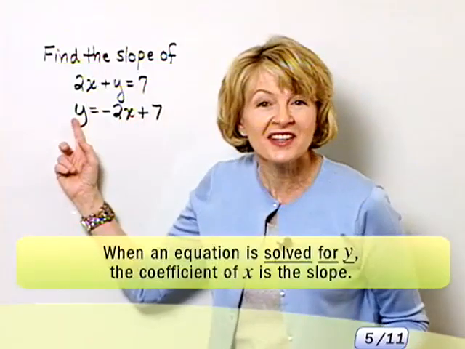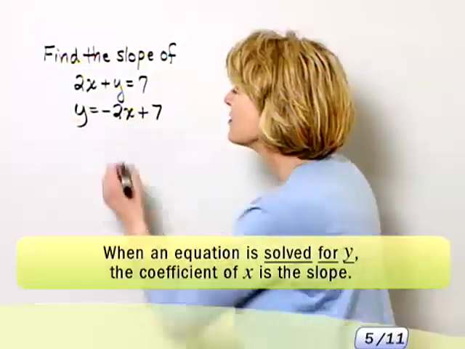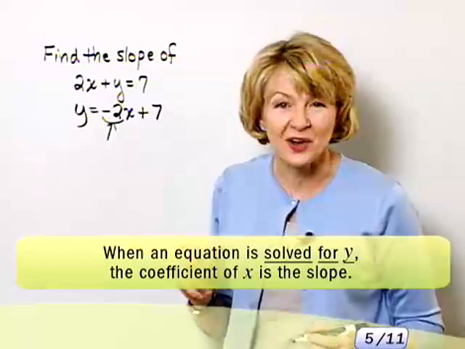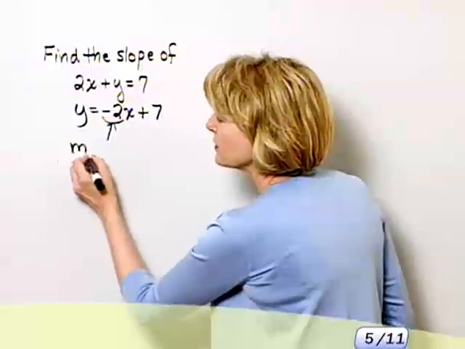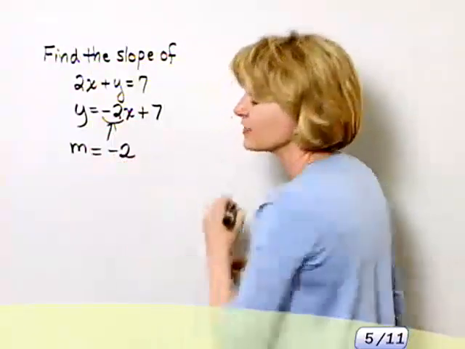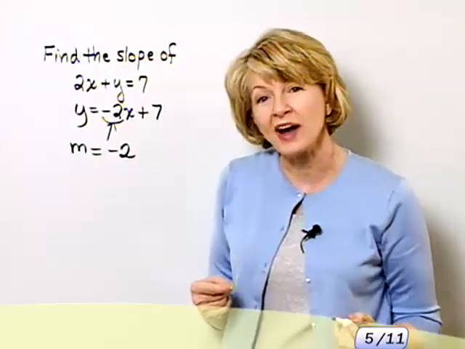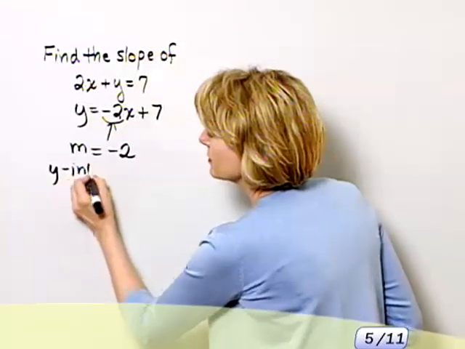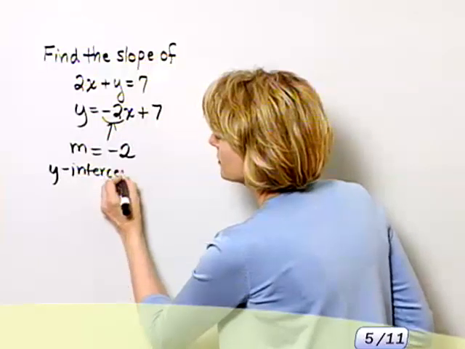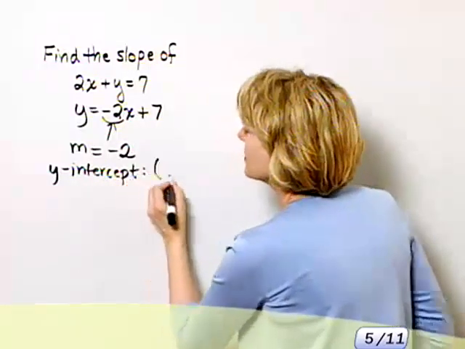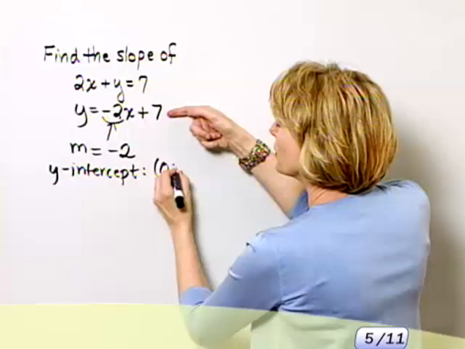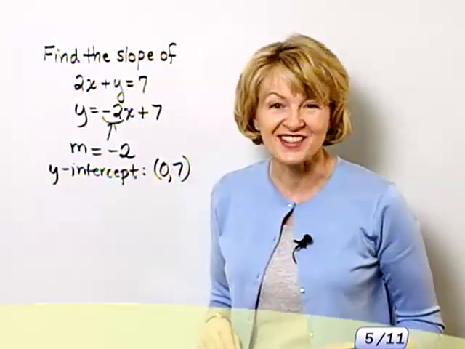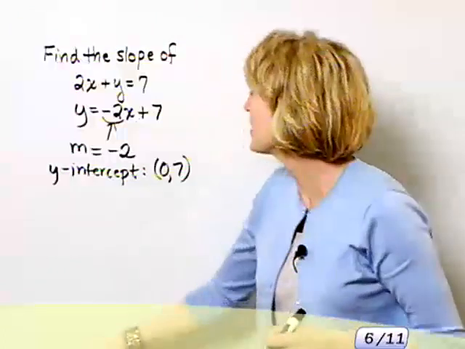When an equation is solved for y, the coefficient of x is the slope. So the slope of the graph of this equation is negative 2. And by the way, what's the y-intercept? The y-intercept is the point 0, 7. So there's the slope, there's the y-intercept. Let's try this one more time.